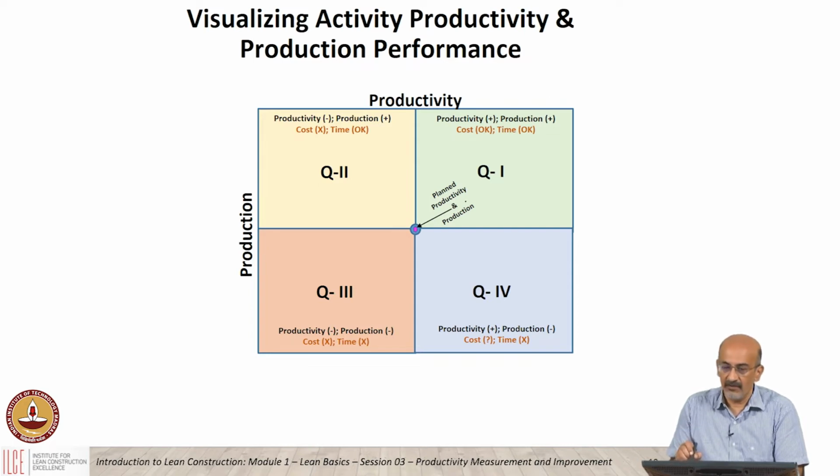So this is almost a graph. Okay, so this is not a 0,0 origin. This is where my planned productivity is the x-axis, production is the y-axis. Okay, so this is my middle. As my actual productivity gets more than planned productivity, I will go in this direction. As my actual production gets more than planned production, I will go up here. So any activity you're doing, if you measure production and productivity, you can fall in either one of these quadrants or right on the boundary or in the middle.